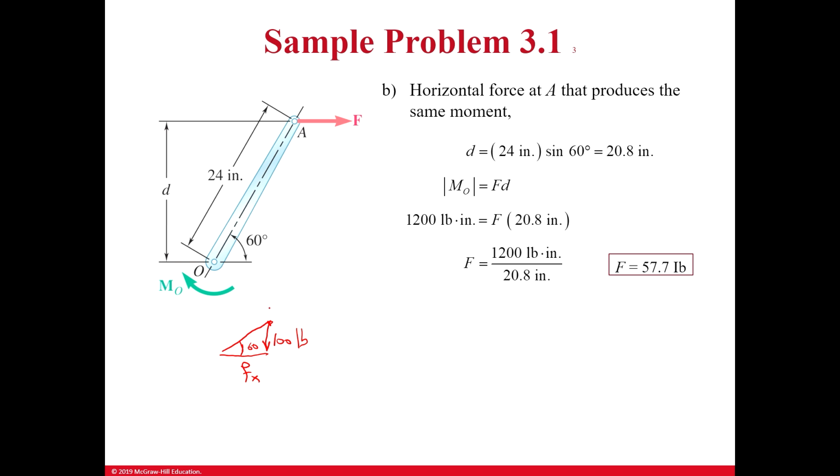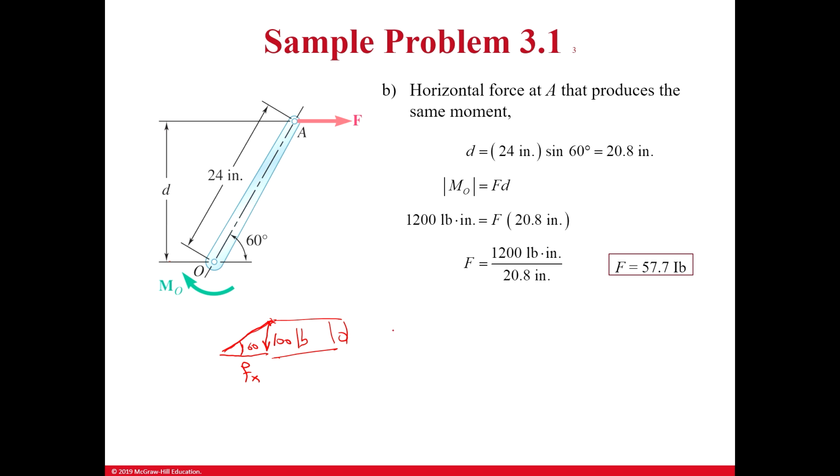So the first thing we have to do is notice that we have different things to do here. If we want to find this force, we can do it by the cosine of the angle, but we have to know what is the force here. Another way to do it is just with the distance. So this distance from here to here, we can find it by the sine of the angle.